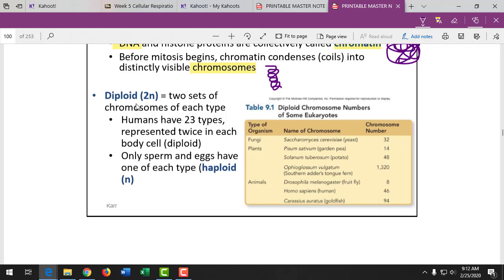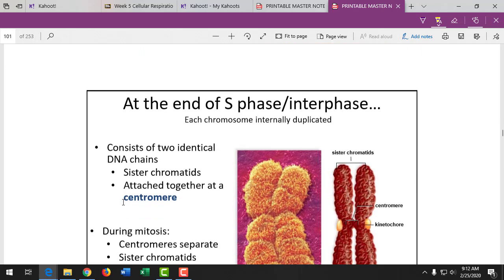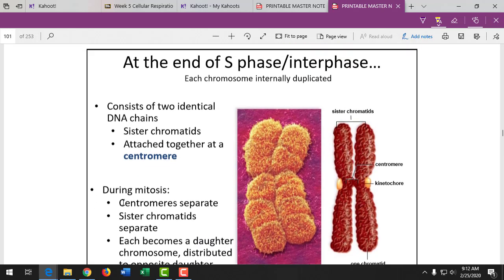So we have two sets of chromosomes, and we use the term 2N to describe two sets of chromosomes. We get one set from the sperm that formed us, and the other set from the egg that formed us. So we have two exact copies of the 23 chromosomes that define human beings: 23 from sperm, 23 from egg. Together that makes 46. We'll talk more about that when we get into the genetics chapter.